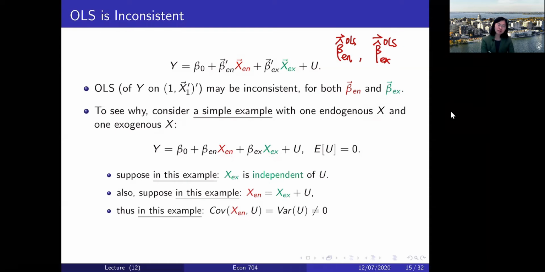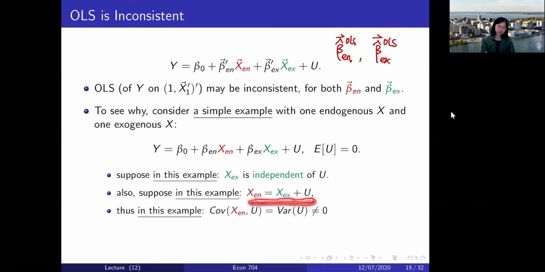Let's suppose in this simple example, we assume that the exogenous variable is independent of u. So clearly it's also orthogonal to u. It also has zero correlation with u. And also suppose in this example, the endogenous variable is not independent of u, but instead is generated by the exogenous variable and the structural error u. Just for simplicity, let's assume this is the case.